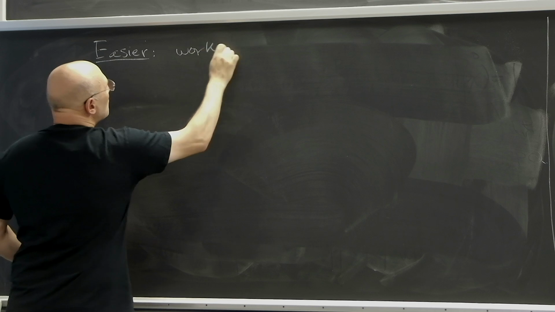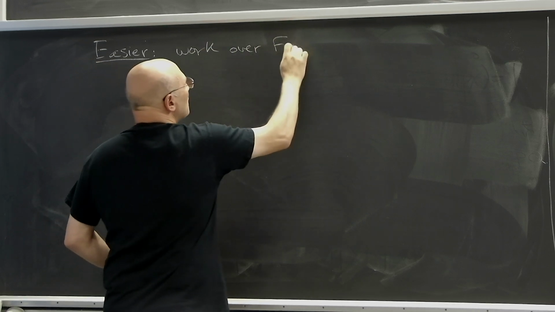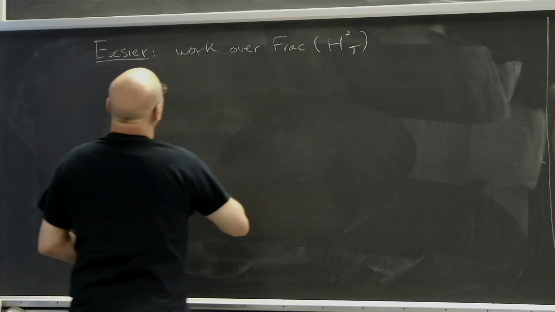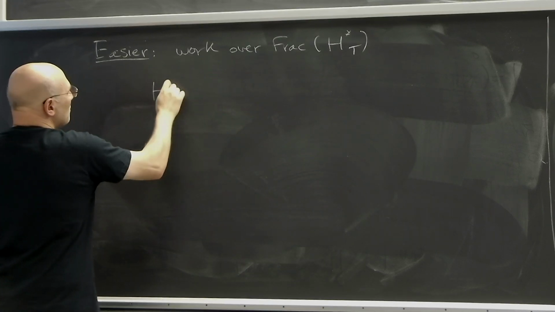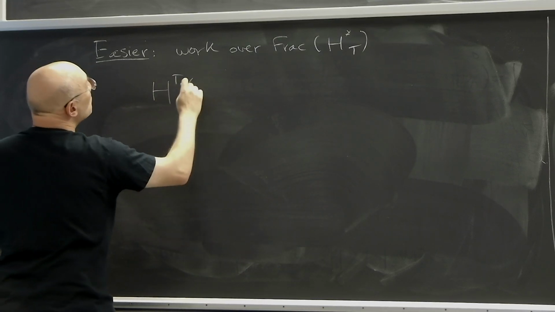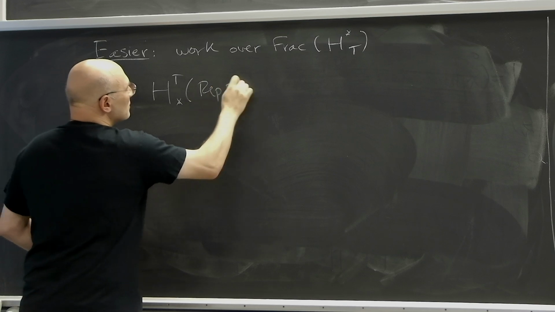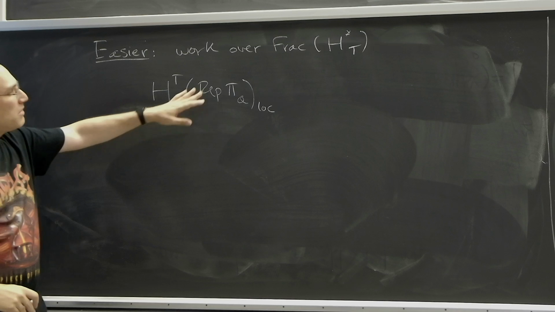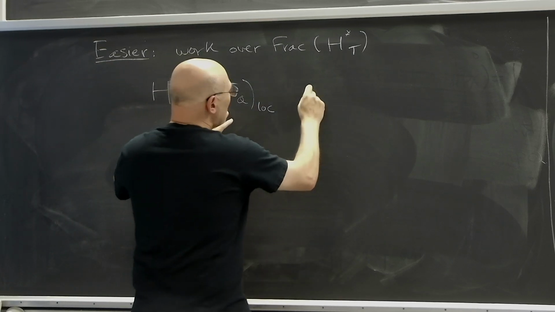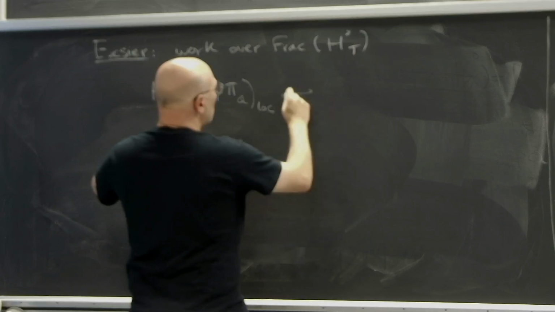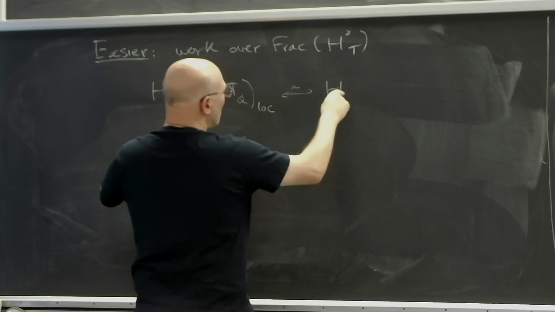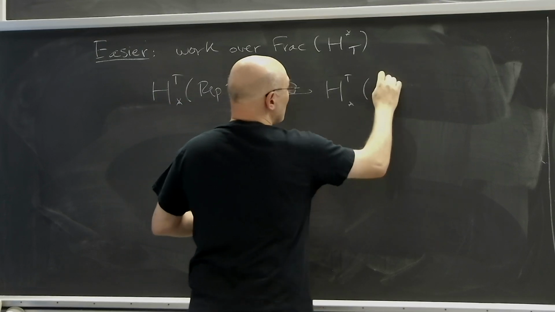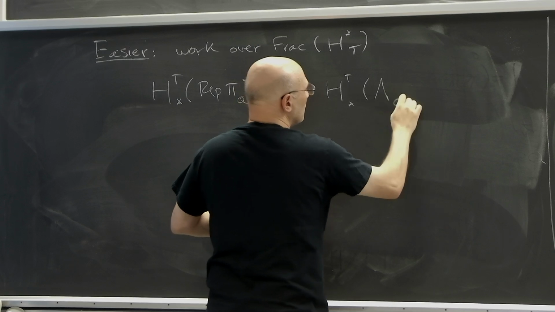We work over the fraction field of H star t. And so it means that we will consider the localized version. We just tensor over ht by the fraction field. And then we have the direct image map. And because all the fixed points are inside the Lagrangian, we can actually identify the two.